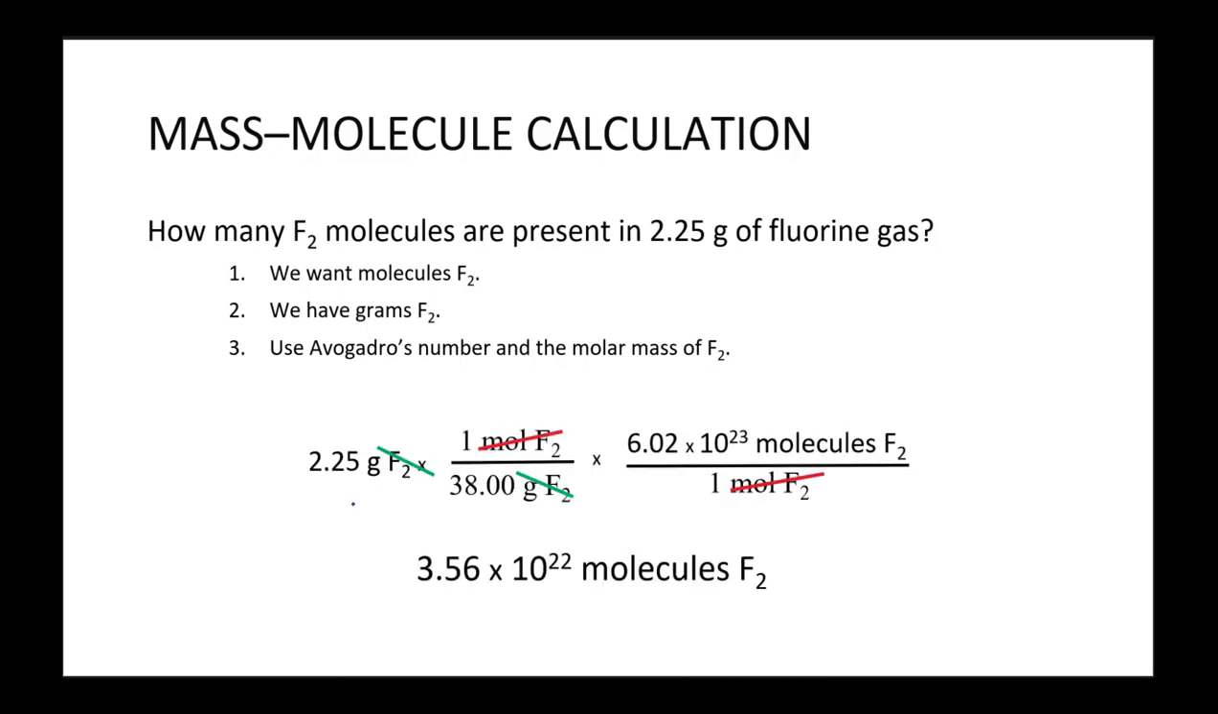Did you have it set up correctly? Grams to moles. And again, in 1 mole of F2, I have to add up 2 fluorines worth of mass. And then in 1 mole of F2, we know there's 6.02 times 10 to the 23rd particles, or molecules.